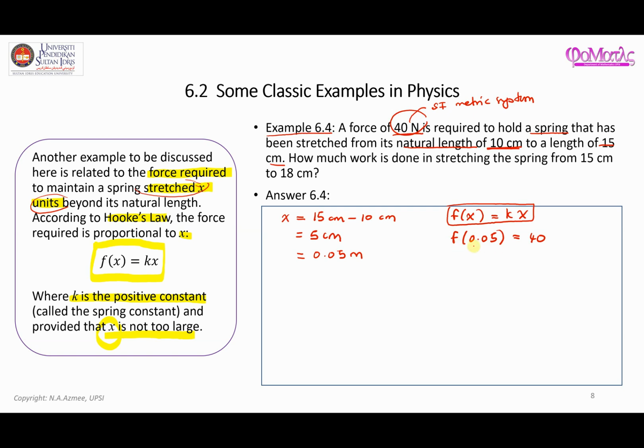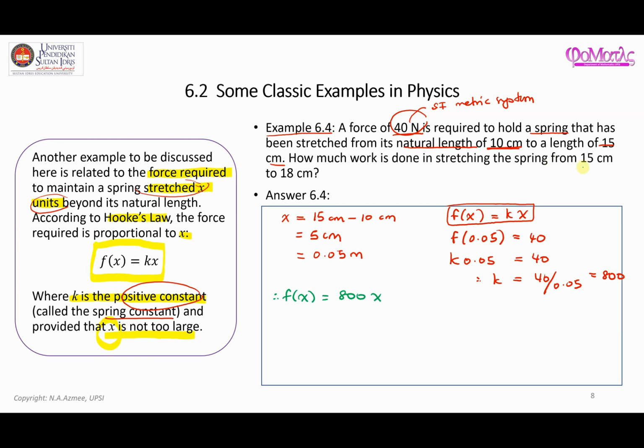So we know that f(0.05) = k(0.05), and this must be equal to 40. Therefore, I can find the value of k: k is 40 over 0.05, and this is equal to 800. So this is the positive constant, or the spring constant. Once you have managed to get the constant, we can continue with finding the work done. Therefore f(x) is equal to 800x.